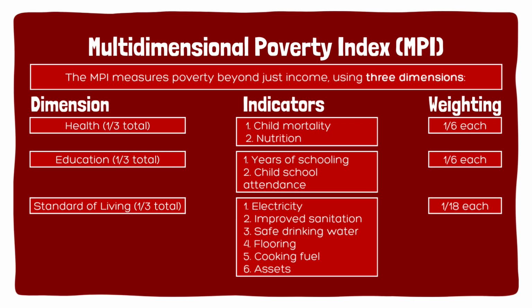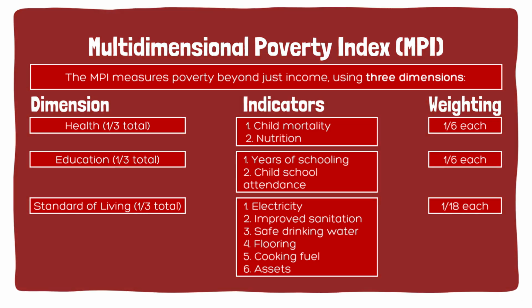Health and education each account for one-third of the total weighting, with two indicators in each category, while standard of living also makes up one-third, but is divided into 6 indicators. A household is classified as poor if it is deprived in at least one-third of these 10 indicators.